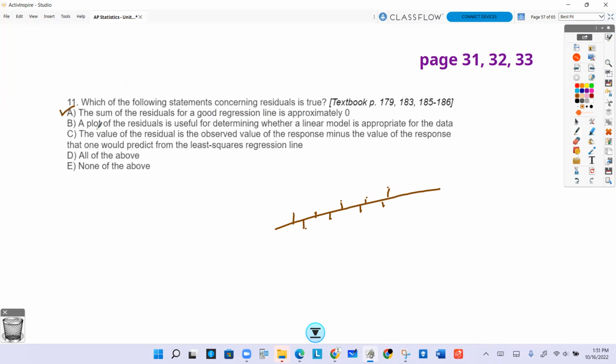So that's true. The plot of the residuals is useful for determining whether a linear model is appropriate for the data. That's also true. We want to look for a random scatter. And then part C, the value of the residual is the observed value of the response minus the value of the response that one would predict from the least squares regression line. So y minus y hat, in other words, that is also true, which means that all of these are true.